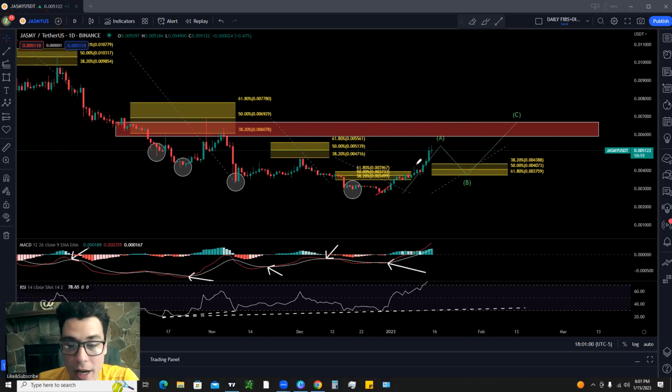Going to give you guys an update on JASMY real quick, ticker symbol JASMY. And we've had a great breakout. Really, really nice rally. And we're going to see if we can possibly hit some of our price targets up here at 0.0067. We're looking to see if we can come into this overhead supply zone right here.